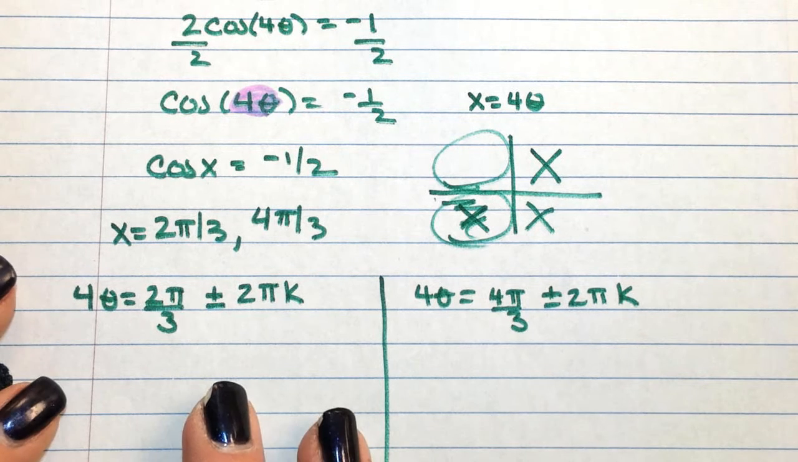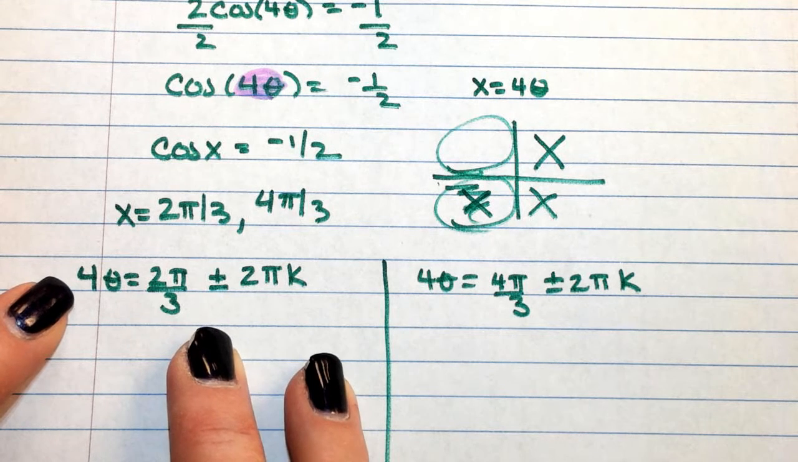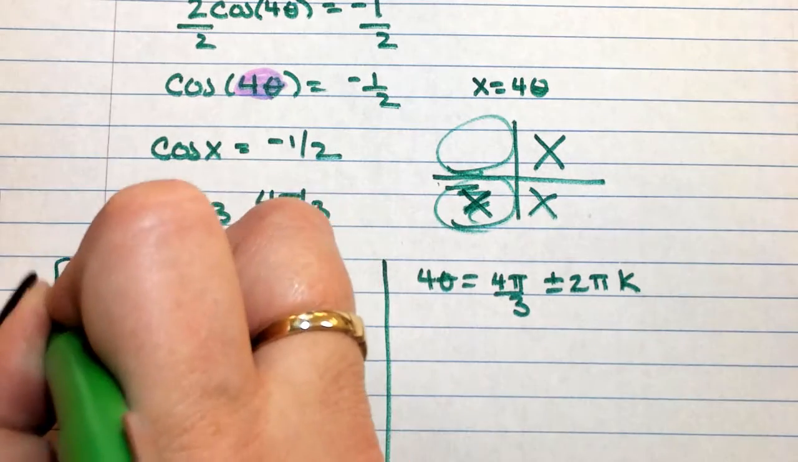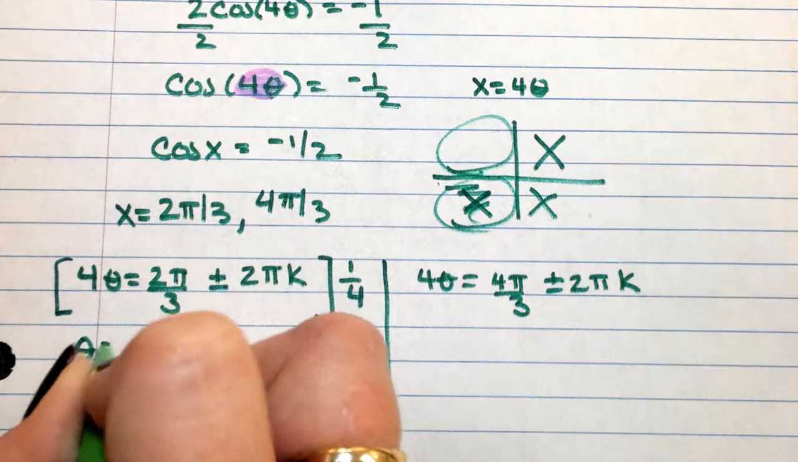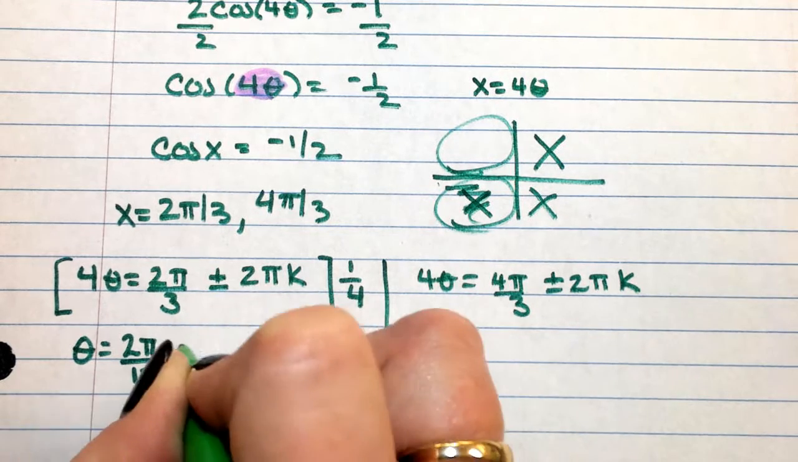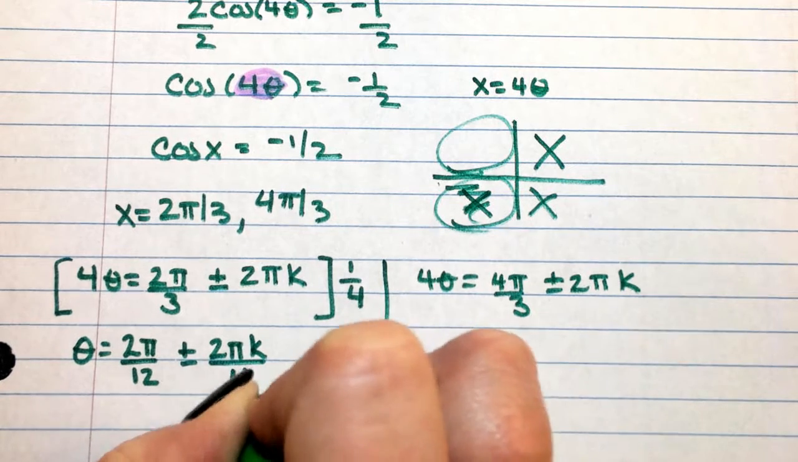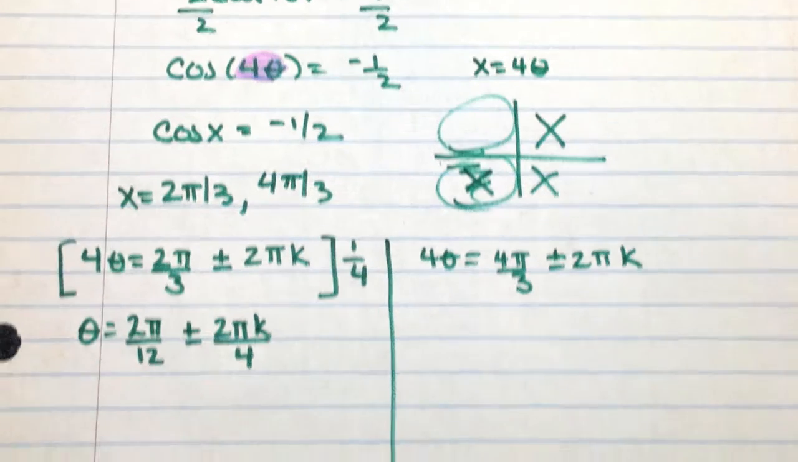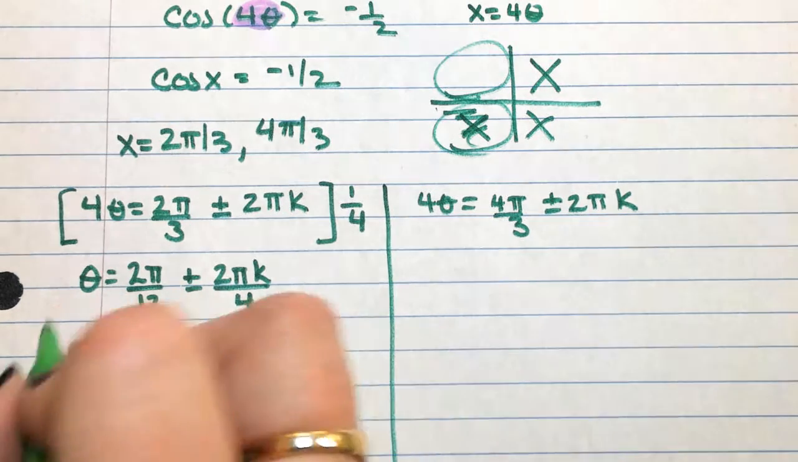So let me work on 2 pi over 3 first. What's going to be my first step here to get theta by itself? I'm going to divide by 4 or do what? Multiply by 1/4. So theta is going to be equal to 2 pi over 12 plus or minus 2 pi k over 4. Can you reduce your fractions? Yes.